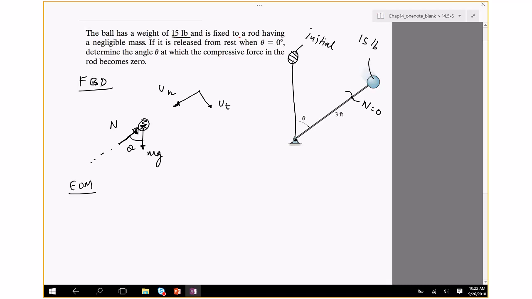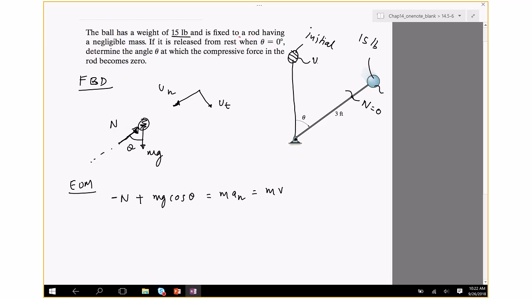This angle is theta, so N with a negative sign, because N is in the negative un direction. mg cosine theta is the force acting in the un direction with a positive sign, equals the mass times the acceleration in the normal direction. So mass times v squared, let's say that the velocity here is v1, velocity here is v2, that's when the normal force goes to 0, divided by the length, let's call this the length L.